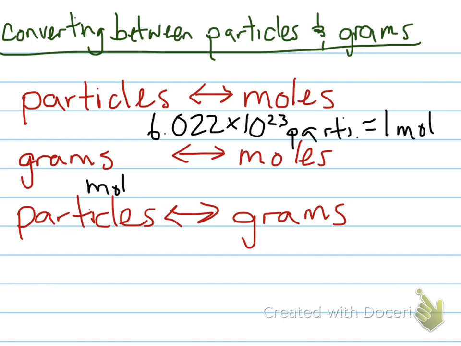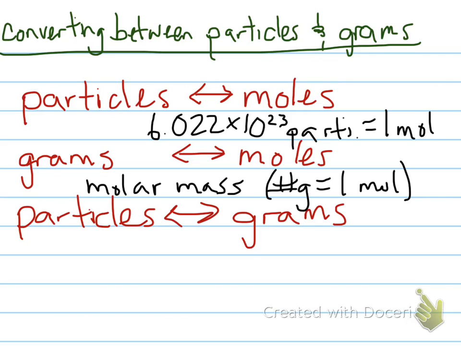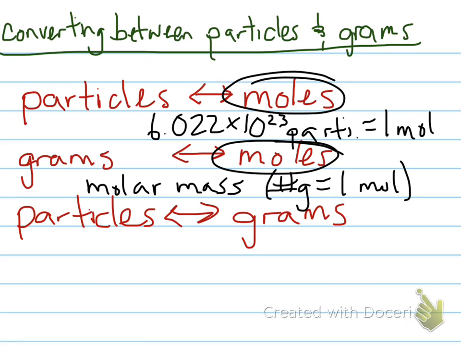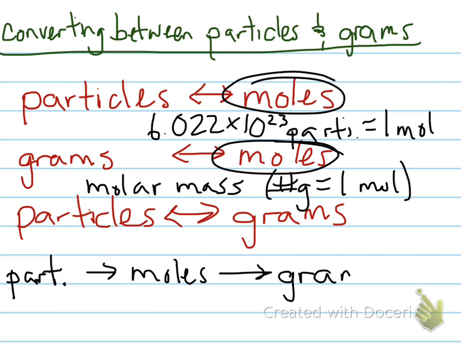We have used molar mass, because that is the number of grams per 1 mole. Depending on the atoms, depending on the elements, it'll have a different molar mass. So now, the question is, how do we convert between particles and grams? Well, notice, both of these conversions that we've already learned have moles. So we're going to take our particles, and we will convert them into moles first, and then we will convert from moles into grams.